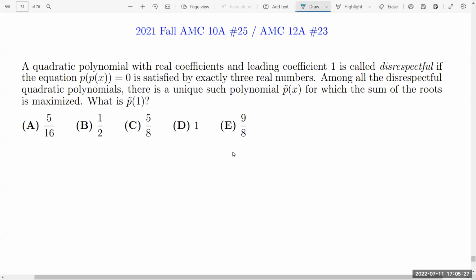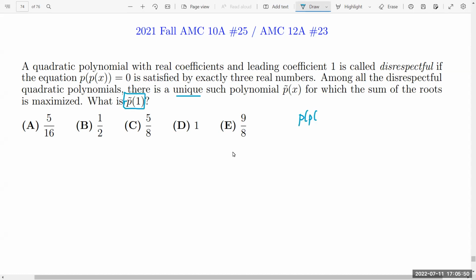A quadratic polynomial with real coefficients and leading coefficient 1 is called disrespectful if the equation p of p of x is 0 is satisfied by exactly 3 real numbers. Among all the disrespectful quadratic polynomials, there's a unique such polynomial, p of x, the special p, for which the sum of the roots is maximized. Find p of 1 for this special p.